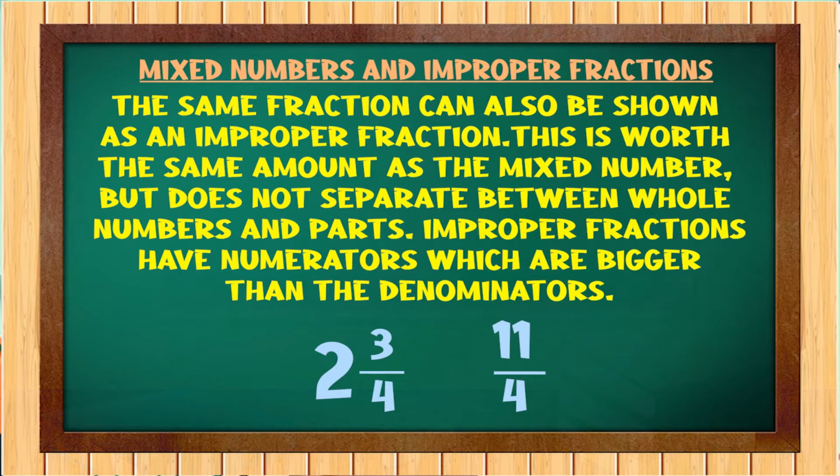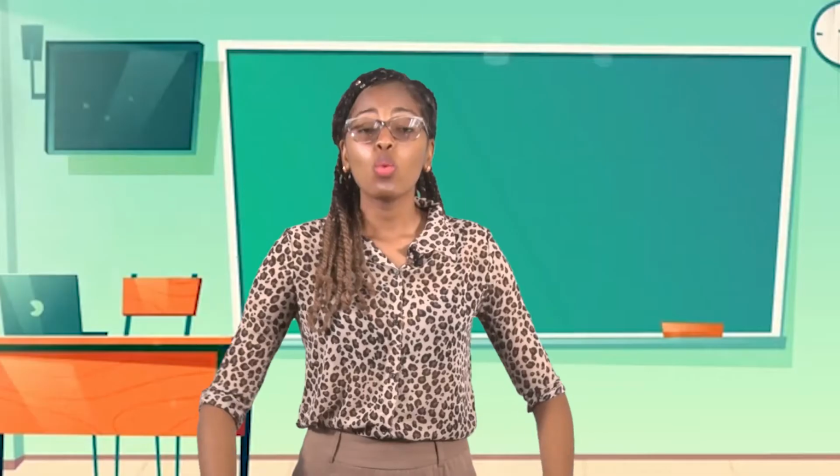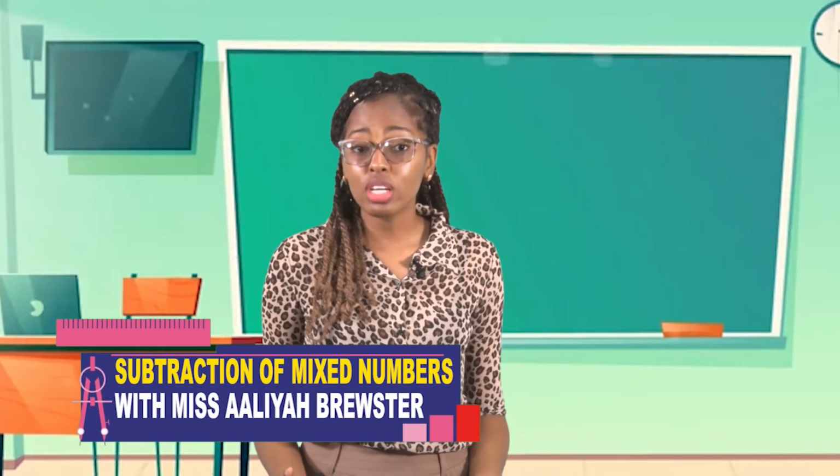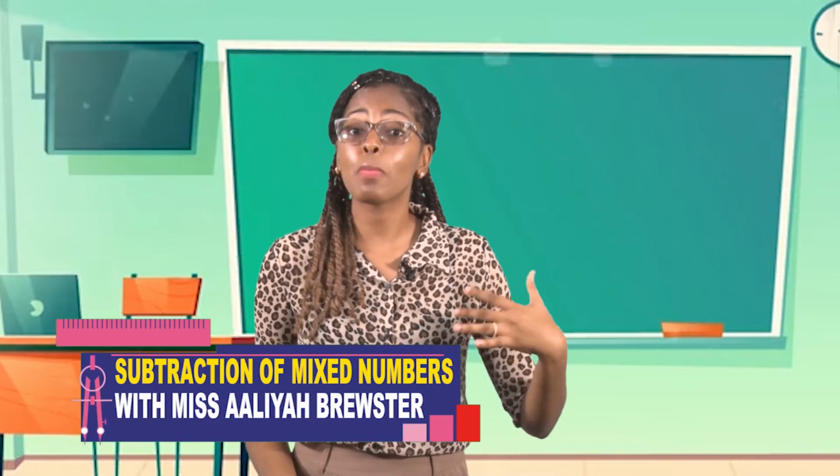The same number can also be shown as an improper fraction, being represented by 11/4. This is worth the same amount as the mixed number, but it is not separated into whole numbers and a fraction. You see, improper fractions have a numerator which is bigger than the denominator. When you're subtracting mixed numbers, you must first know how to convert a mixed number to an improper fraction.